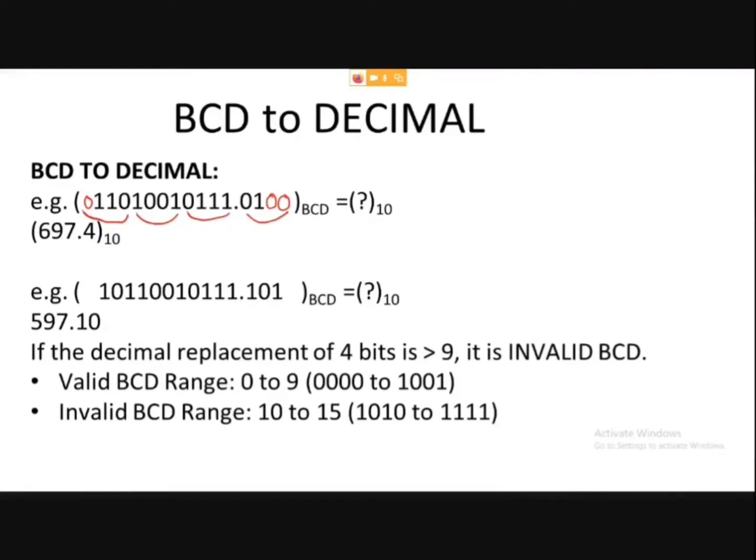Okay, so if I replace these 4-bit patterns by their decimal digits, they become 697.4 here. But if you check this second case, this 0111 is 7 and this 1001 is your 9, this 101, if I add a 0 extra here, 0101 becomes 5, and here if I add an extra 0, this 1010 becomes 10. But this 10 is not a valid BCD.